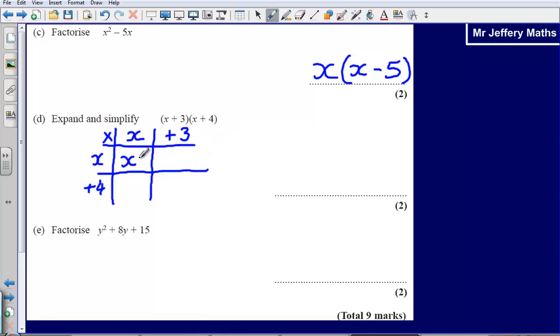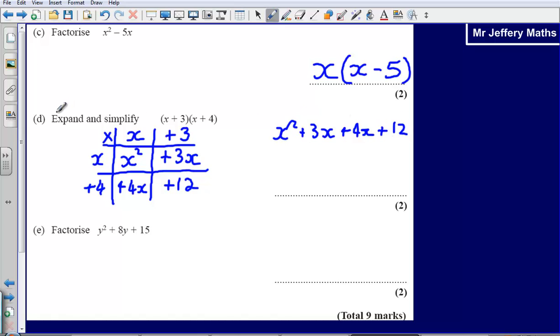So when I do this, x times x gives me x squared. X multiplied by 3, that gives me 3x. X multiplied by 4 gives me 4x. And then 4 multiplied by 3, that gives me 12. So collecting all of these together, I end up with x squared plus 3x plus 4x plus 12.